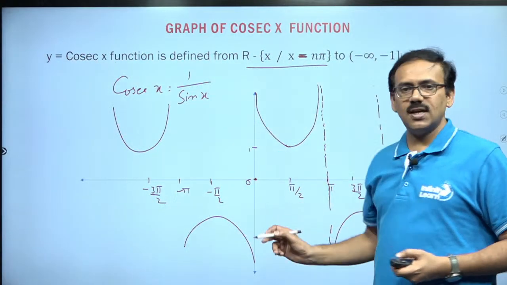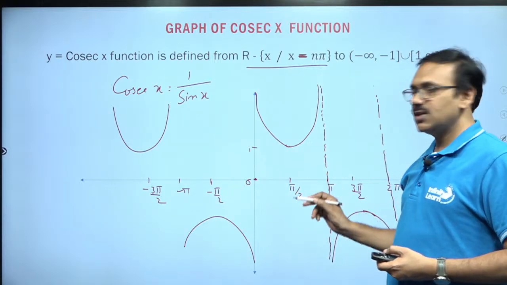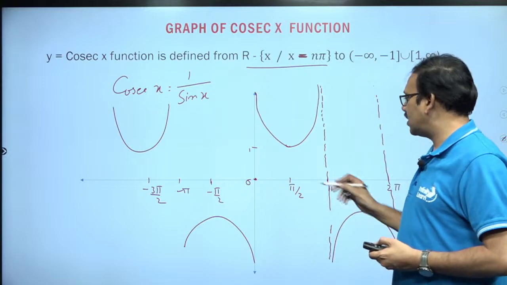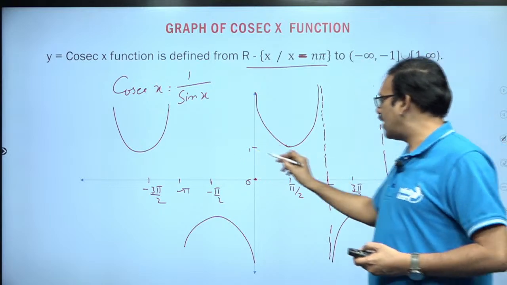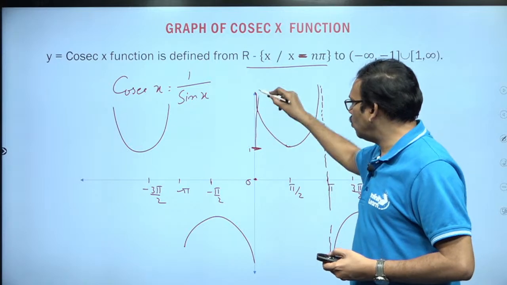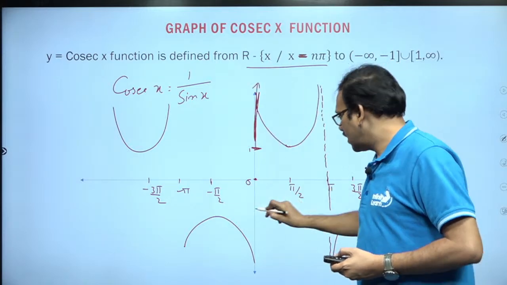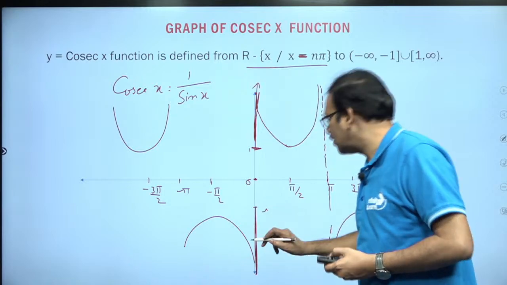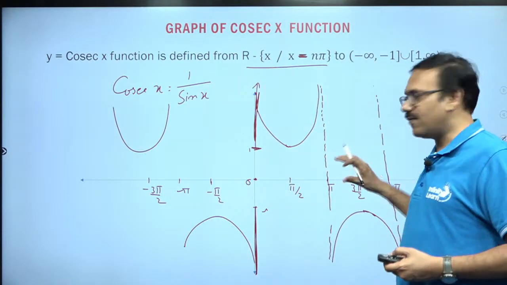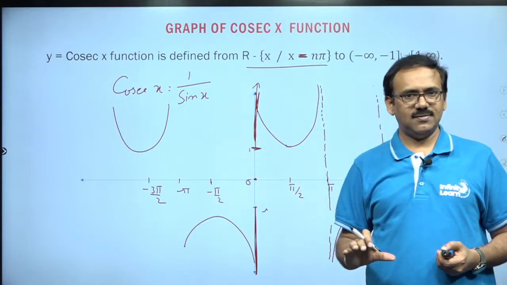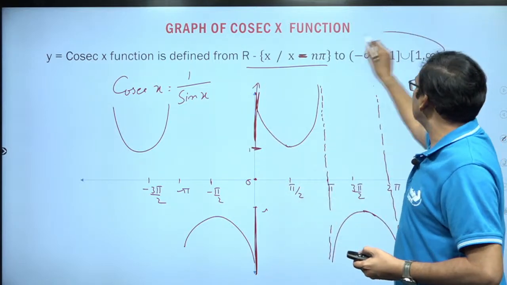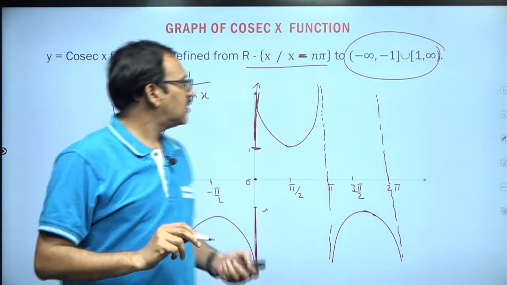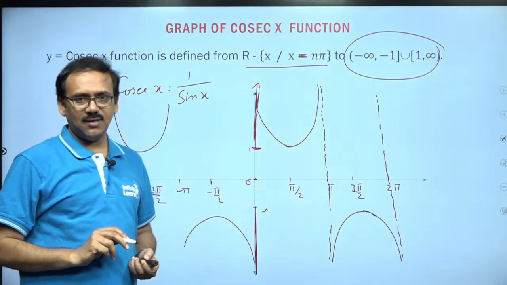From this you can say the domain of this function is R minus n pi. Range, you just observe, the graph covers the values from 1 to infinity on the y axis, again minus infinity to minus 1, these values. No portion of the graph lies between minus 1 and 1. So, the range is important, friends: minus infinity to minus 1 union 1 to infinity is the range.